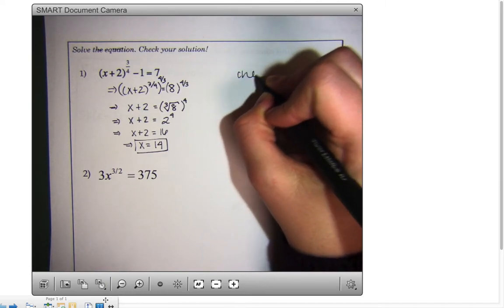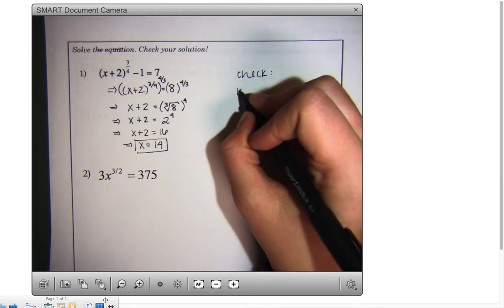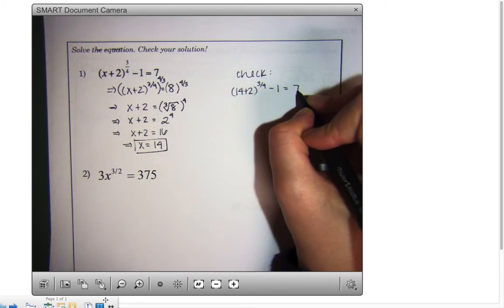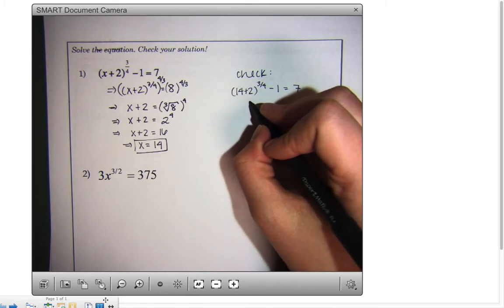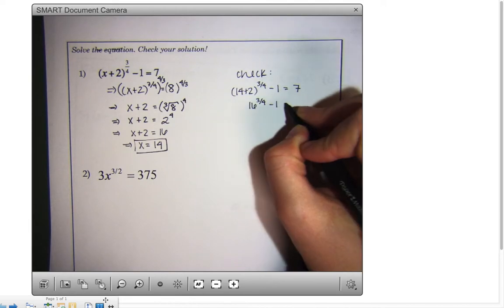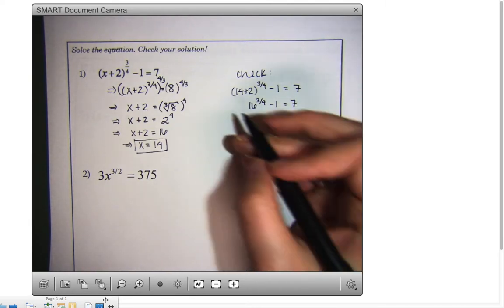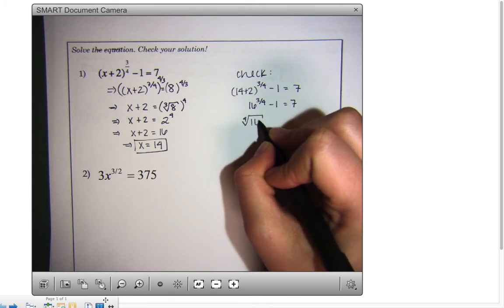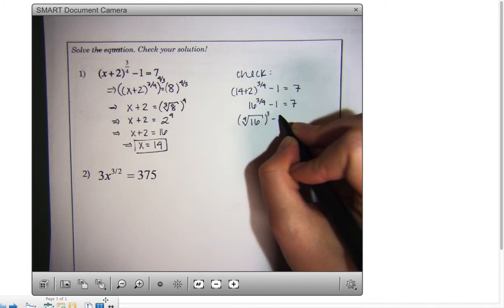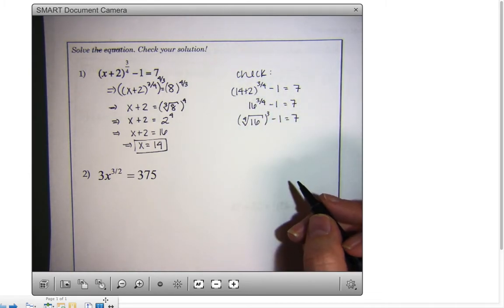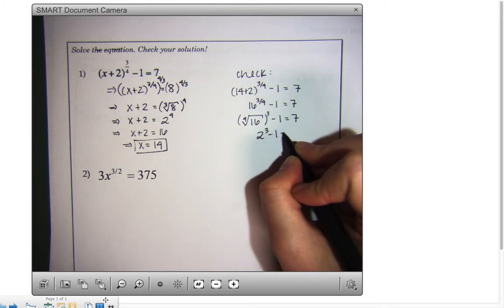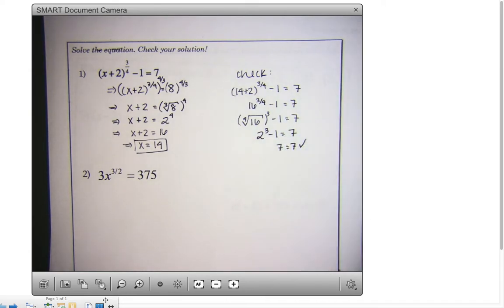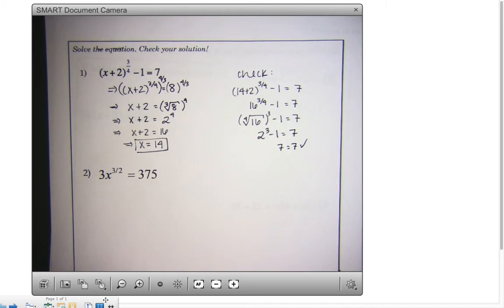So let's check that. If I plug 14 in at the very beginning, do I really get 7? That's what we're checking to see. So I've got 16 to the 3/4 minus 1 equals 7. Again, this can be rewritten as the 4th root of 16 cubed minus 1. The 4th root of 16 is 2. 2 cubed is 8, minus 1 really is 7. So we're good.